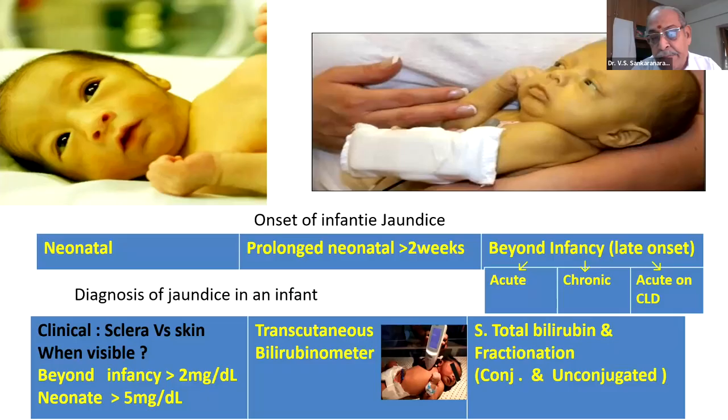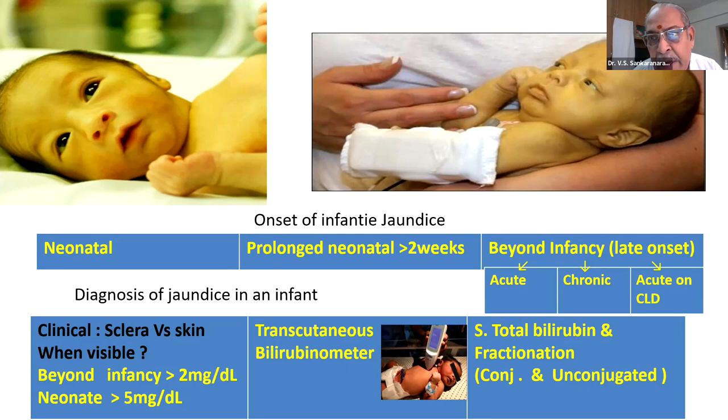Slide, please. Yeah. When I approach infantile jaundice, I have three categories of presentation. One is neonatal onset. The second, neonatal onset, but they may get prolonged, a little late onset, maybe after 2 weeks of birth. And the third one is late onset, beyond infancy. Of course, beyond infancy, acute, chronic, and acute on chronic disease we can encounter.